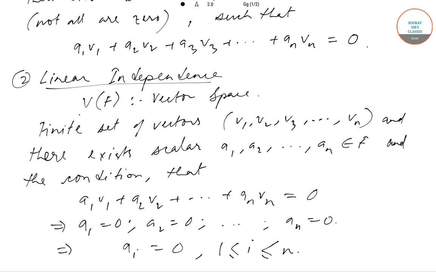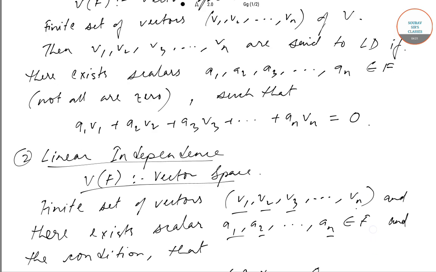Let me explain it. So we have a vector space VF, and then we have a finite set of vectors v1, v2, v3 up till vn, and then there exist scalars a1, a2, a3 up till an which belong to F. In that case, if we have the condition that a1 into v1 plus a2 into v2 and up till an into vn is equal to 0, then this will definitely imply that each of these scalar terms, which is a1, a2 and an, is equal to 0, which you can write in short as ai is equal to 0 for i lying between 1 and n. So this is the thing about linear independence.